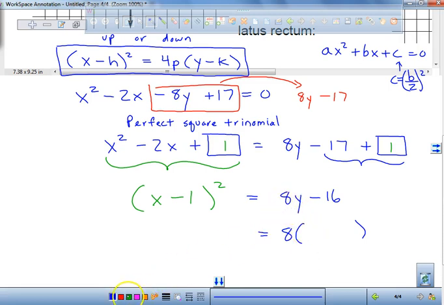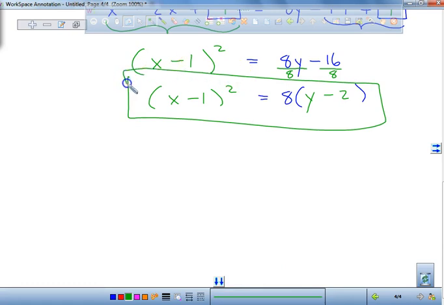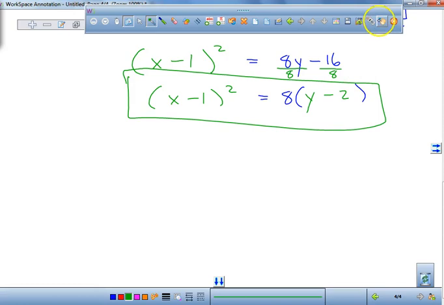So what's 8, everybody? What's 8 divided by 8? That's just going to give me a y. And what's negative 16 divided by 8? That gives me a negative 2. So here's what we have left. This is your equation right there. That's your equation. So what I'd like you to do is take that equation and put it at the top of your page on your assignment.